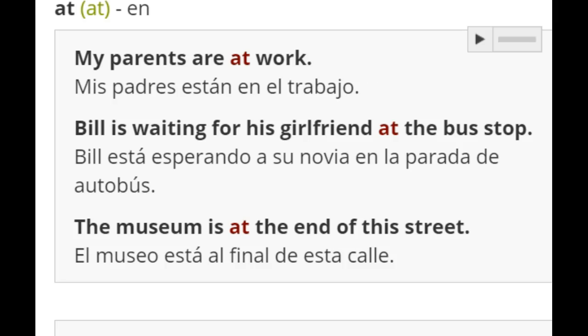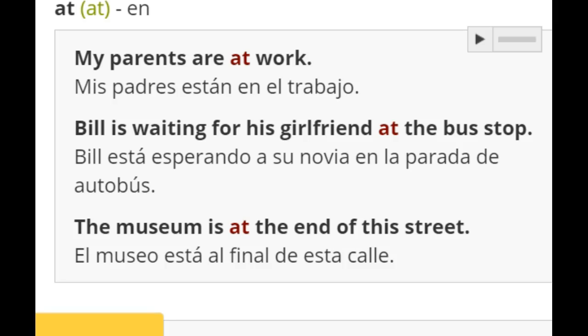Okay, here we have: Bill is waiting for his girlfriend at the bus stop. Here we're going to use in Spanish, but at means he's at, in the proximity, in the vicinity of the bus stop. And then we come down: the museum is at the end of the street. Okay, again, it's in the vicinity of the end of the street.